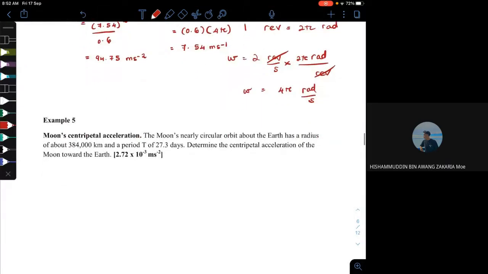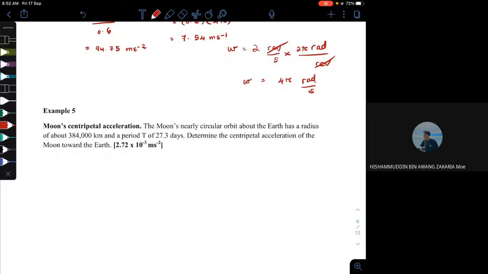So example 5 is the moon's centripetal acceleration. Okay, we are also talking about the moon's nearly circular orbit around the earth, which has a radius of kilometers and a period of days. So determine the centripetal acceleration of the moon towards the earth.